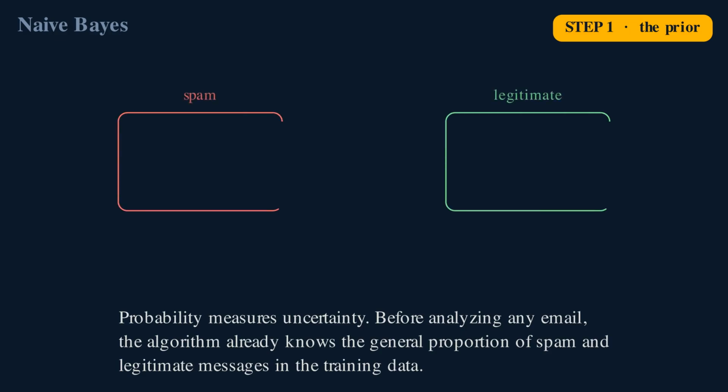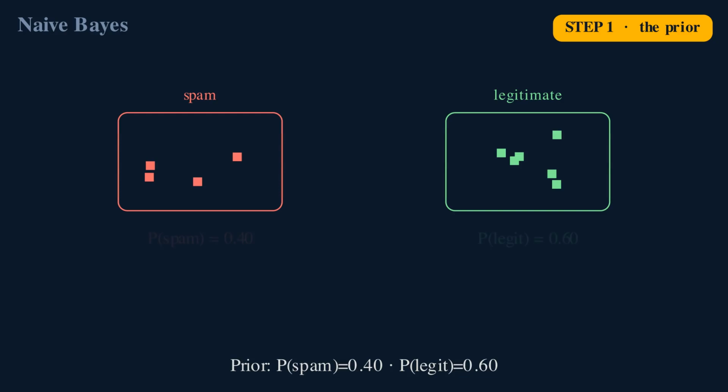Probability measures uncertainty. Before analyzing any email, the algorithm already knows the general proportion of spam and legitimate messages in the training data. This initial belief is called the prior probability.